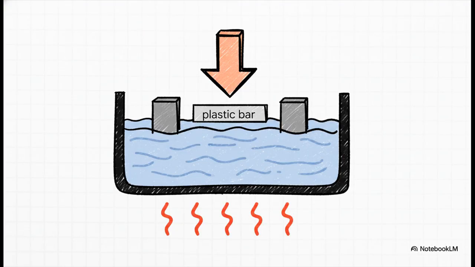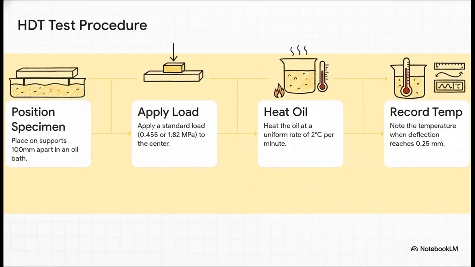So try to picture this. You have a small plastic bar that's resting on 2 supports, almost like a tiny little bridge. This whole setup gets submerged in an oil bath that's slowly getting hotter and hotter. And all the while, there's a specific, calibrated weight pushing down right in the middle of that bar. And this lays out the standard procedure perfectly. It's a controlled, repeatable way to measure a plastic's short-term heat resistance while it's under a specific load. We heat that oil bath slowly and consistently, and the very moment that bar bends by just 1/4 of a millimeter, bam, we found our number, the heat deflection temperature.